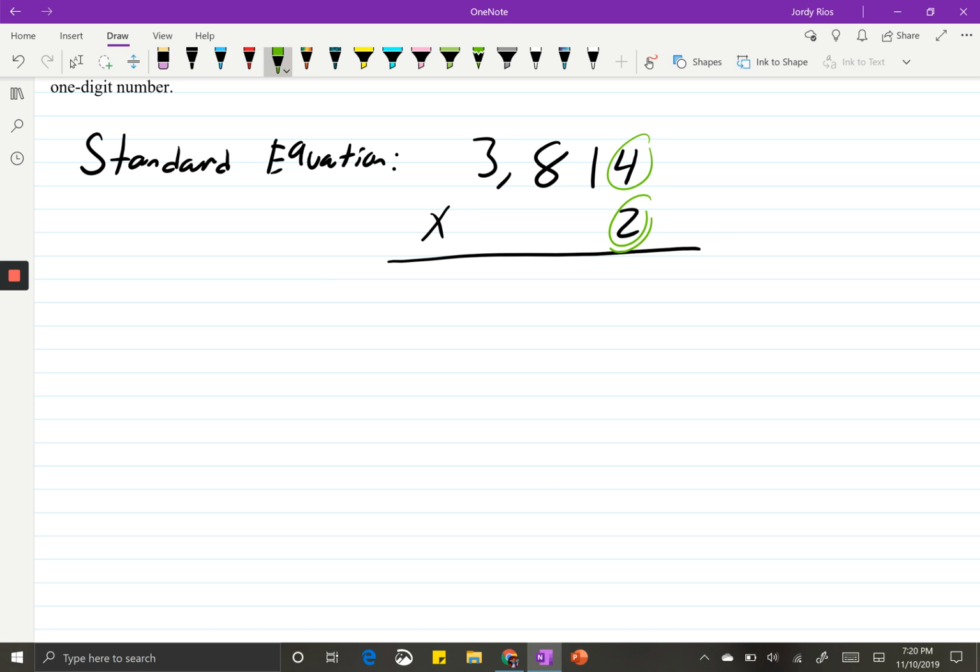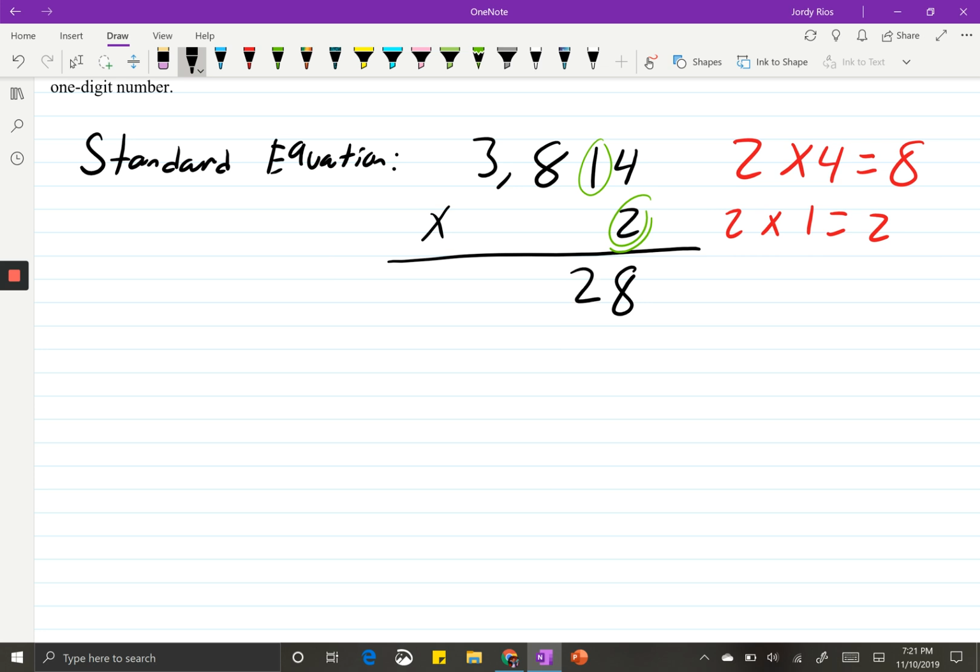Right? So just like with everything, I'm going to write it out. 2 times 4 is 8. Okay, so I'm going to put 8 right here. Then the next number I'm going to do is 2 times 1. 2 times 1 is 2. Then the next one I'm going to do is 8. 2 times 8 is 16.